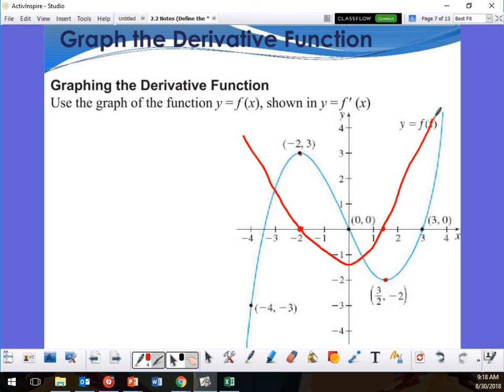Now, what did we start off with? What was my function? What type of equation was my function? A cubic, right? That was an x cubed. So if it was x cubed, I know that when I take the derivative of that, my derivative has to be x squared. So it should be a parabola, right? That should be my shape. Do I have that? Yeah, we do.